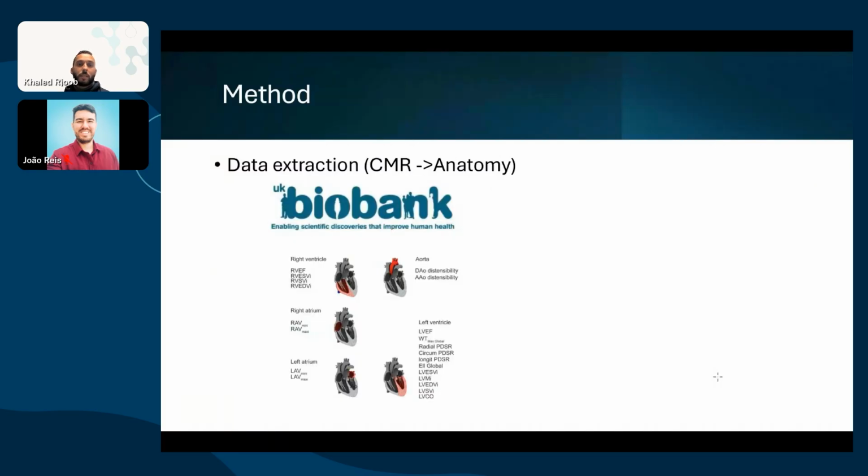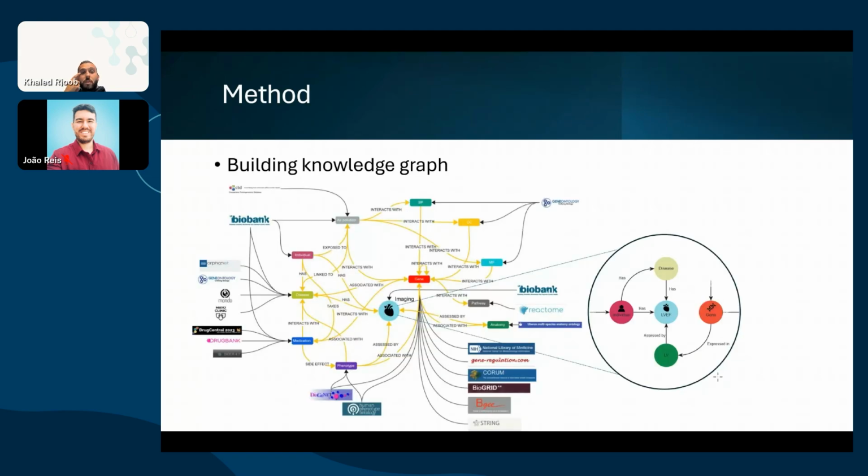So those extracted CMR features are associated with certain anatomical regions in our heart. For example, the right ventricle ejection fraction, which is RVEF, is linked to the right ventricle, and the left ventricle ejection fraction is linked to our left ventricle. We use this schematic graph in this slide to build our knowledge graph, and it shows how we integrated the extracted CMR features in the knowledge graph.